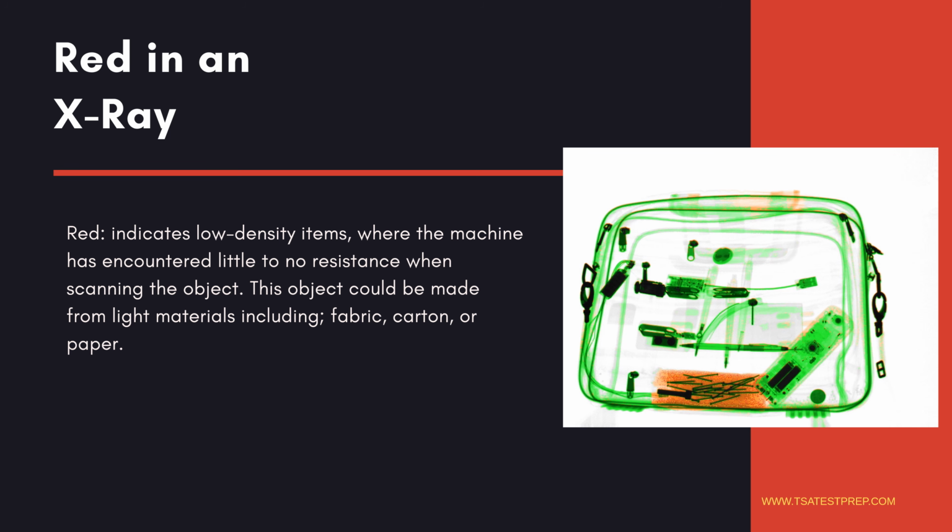Now, red in an X-ray indicates low-density items, where the machine has encountered little to no resistance when scanning the object. These objects could include light materials such as fabric, carton, or paper. Now take a look at this last image.